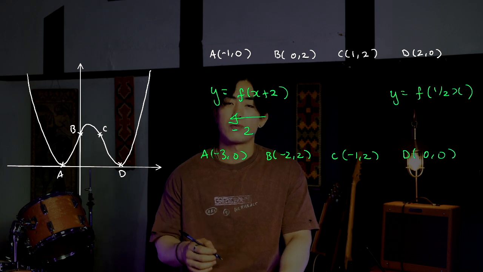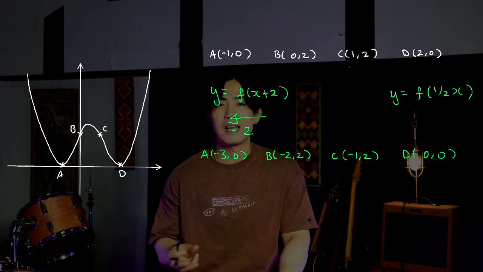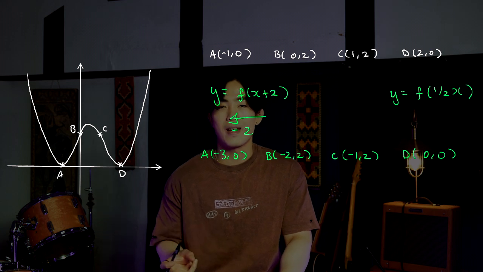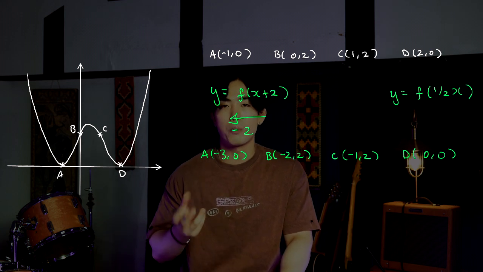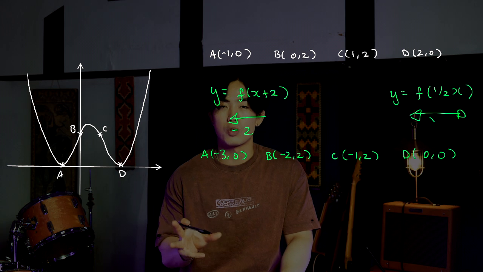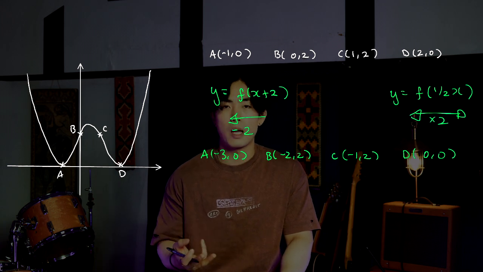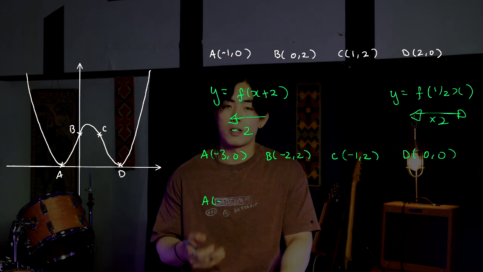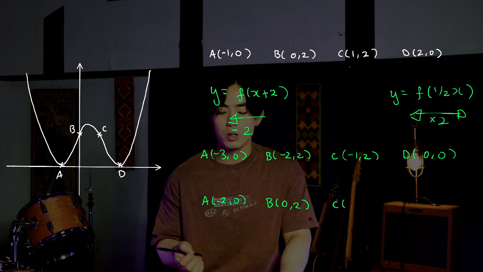The last one is f of half x. Once again, the half is inside the bracket and it's multiplied to x this time. So now we think of the opposite, so it's now going to be stretching by 2. So the x coordinates we just multiply by 2, resulting in us getting (-2, 0), (0, 2), (2, 2), and (4, 0).